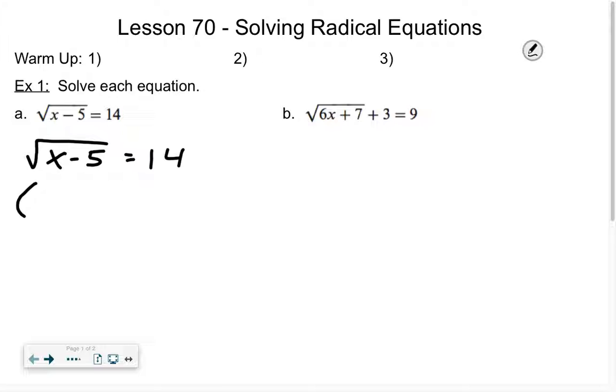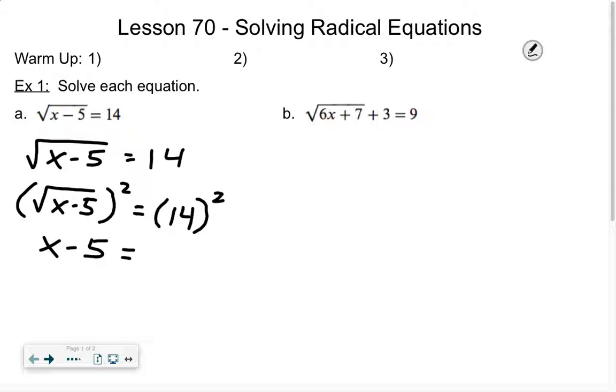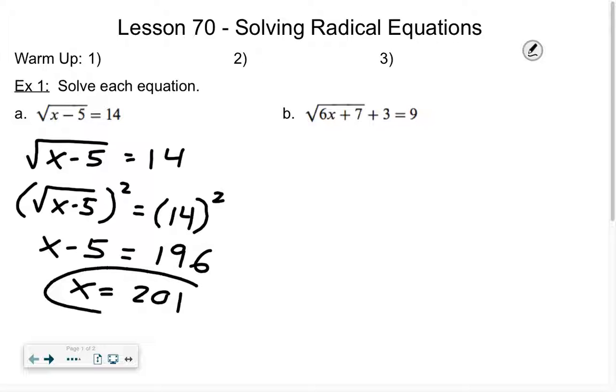Yeah, we do want to square both sides. Do we have to worry about plus or minus in this case? No, because we're squaring, not taking the square root of it.